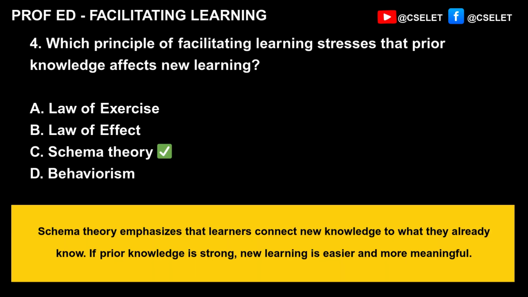The correct answer is letter C. Schema theory emphasizes that learners connect new knowledge to what they already know. If prior knowledge is strong, new learning is easier and more meaningful.